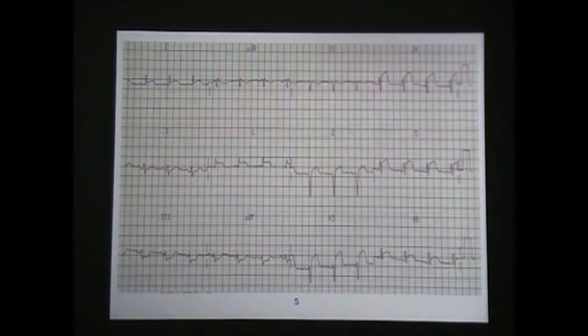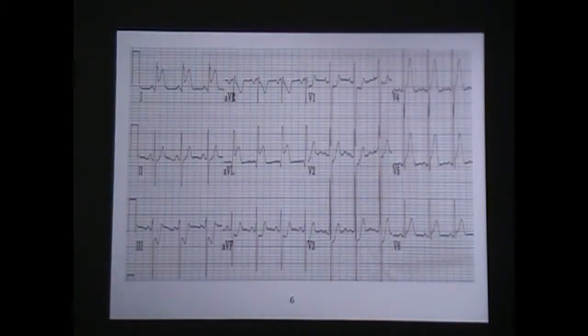Okay, but what would you call this for an injury pattern? Anterior lateral, with reciprocal changes in 3 and aVF. All right, how about this one?